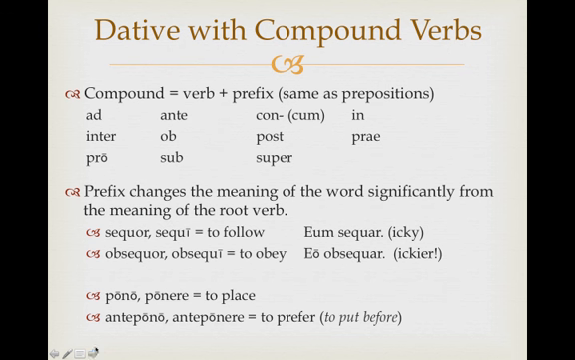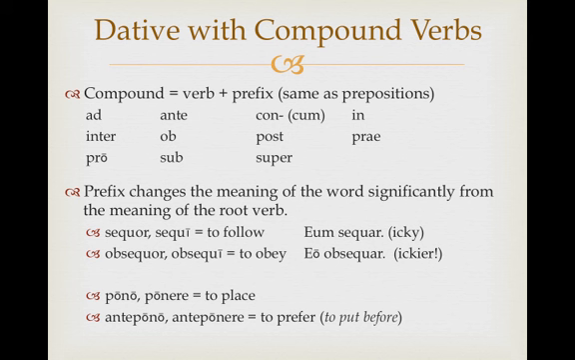Okay. All right, the last one that we need to talk about is dative with the compound verb. So a compound verb is a verb that has a prefix on it, and these prefixes are the same as the prepositions. So some common prefixes onto verbs are ad, which can assimilate, so it can become of, and so on and so forth. Ante, con, which comes from cum, in, inter, ob, post, prae, pro, sub, and super.